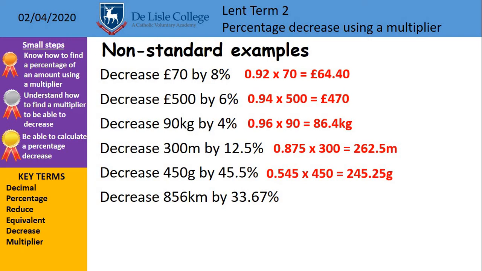33.67%. Well, 100% subtract off 33.67 gives us 66.33. So if we change this to a decimal, we've got 0.6633 multiplied by 800, and that gives us an answer of 530.64 kilometres.